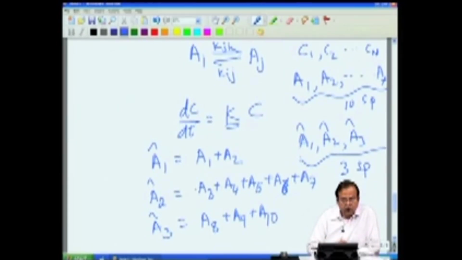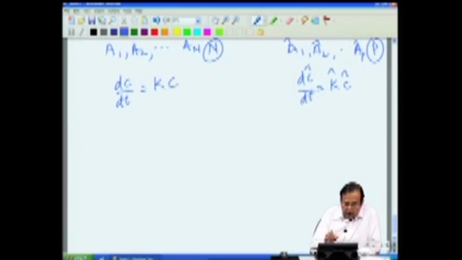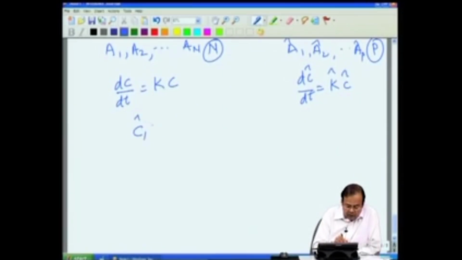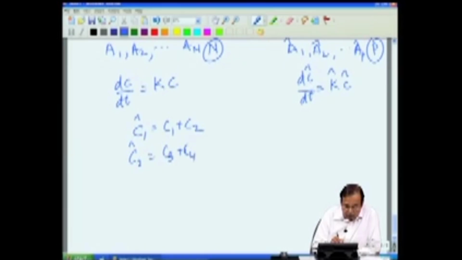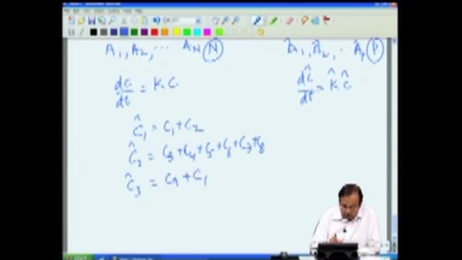Now, when I wrote something like this, we actually defined a matrix for this lumping. What was that matrix? I can write C1 hat as C1 plus C2, C2 hat as C3 plus C4 plus C5 plus C6 plus C7 plus C8, C3 hat as C9 plus C10, and so I want to write C hat equal to MC. M is the lumping matrix.